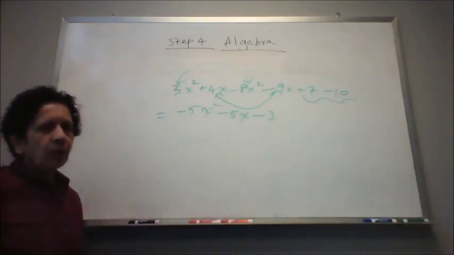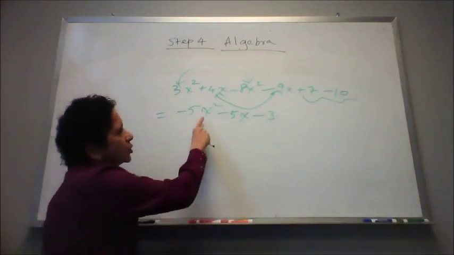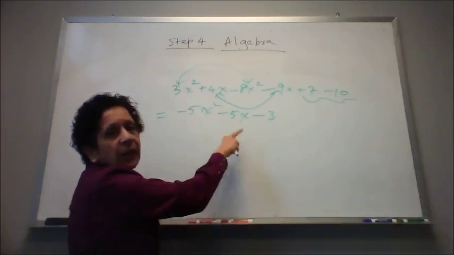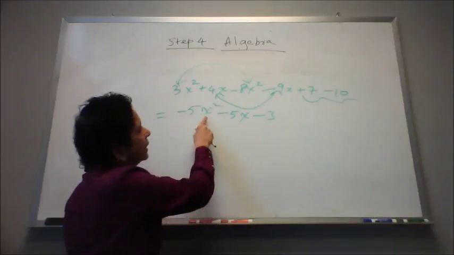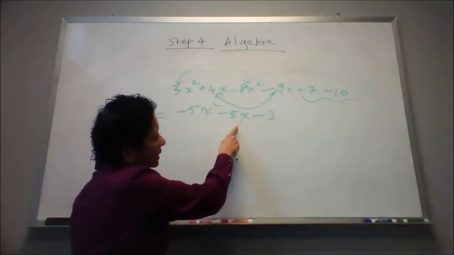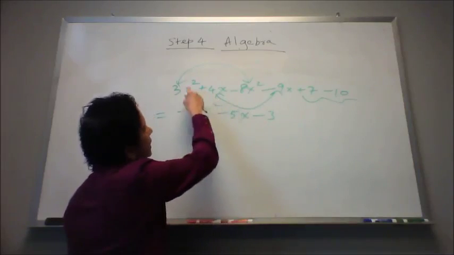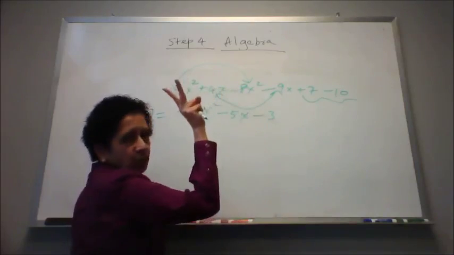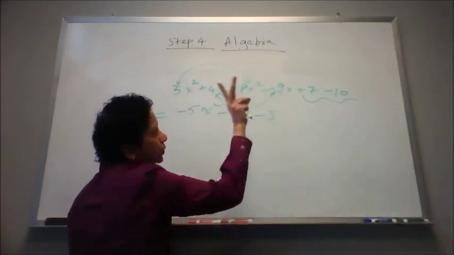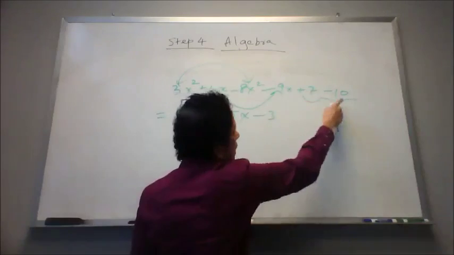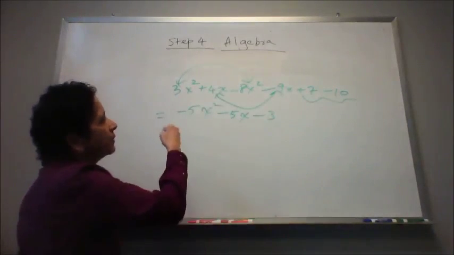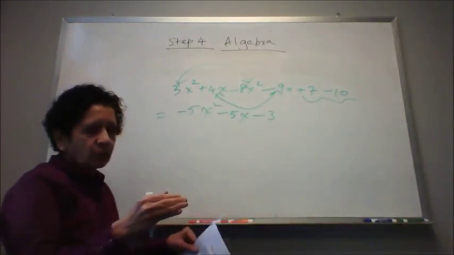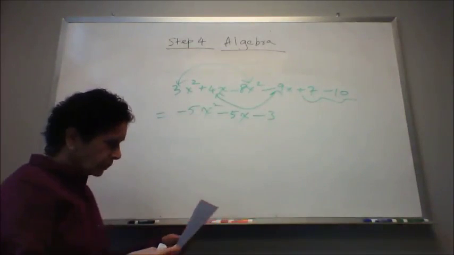Okay, so when you get the answer, you need to make sure that you don't have any like terms left. It's like reducing to the lowest form, right? So I've got an x squared, an x, and a constant. In the original, I had two x squared terms, two x terms, and two constants, right? So that means it's not the lowest form. When you simplify, you need to put all the like terms together, okay?